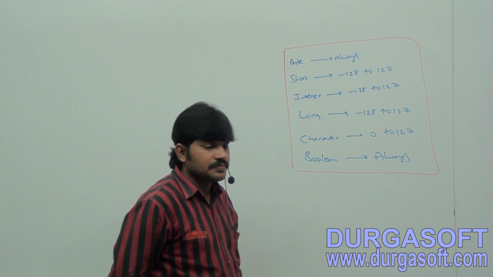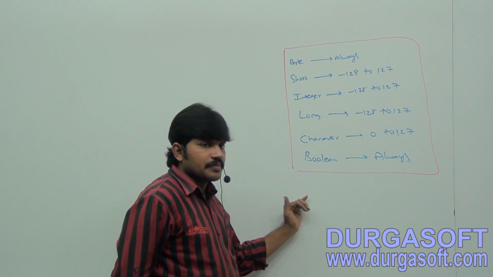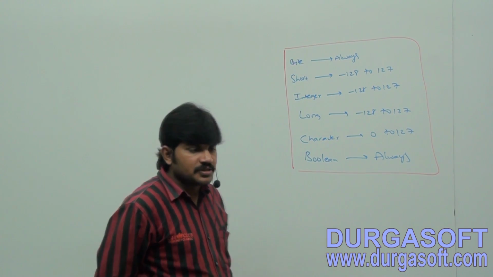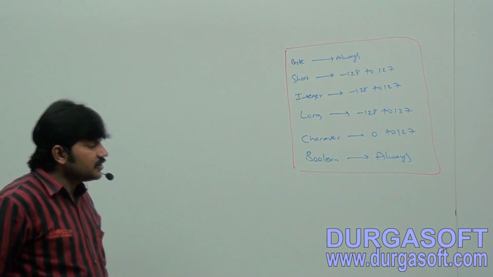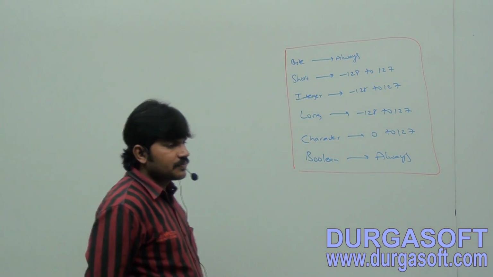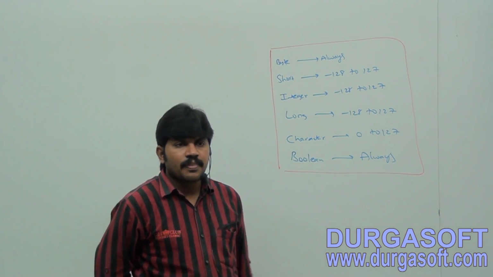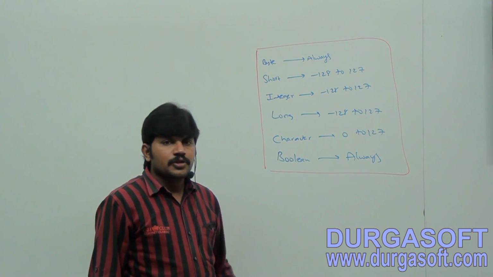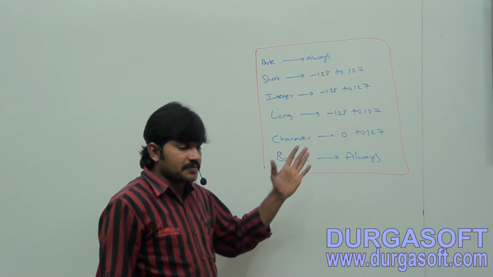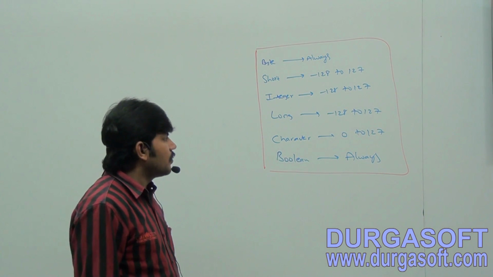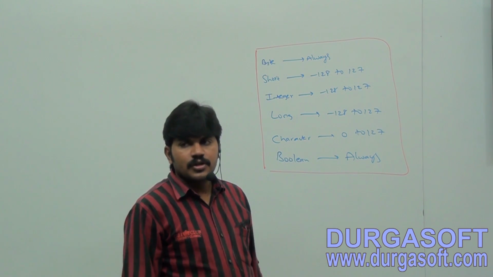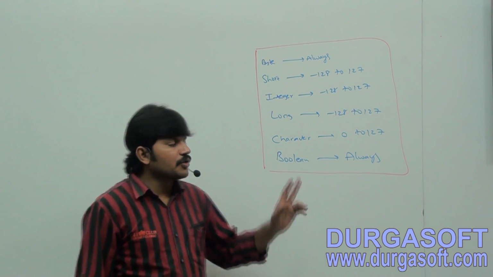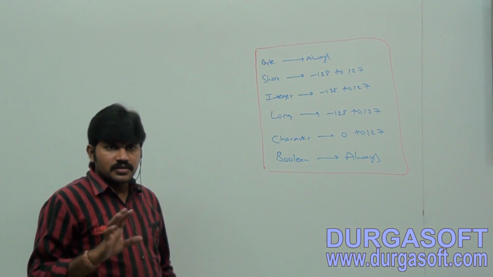Boolean case, always. Okay, now here is the point: except this range, in all remaining cases, a new object will be created. Is it clear for all of you, right?